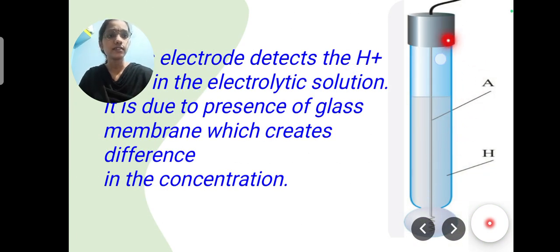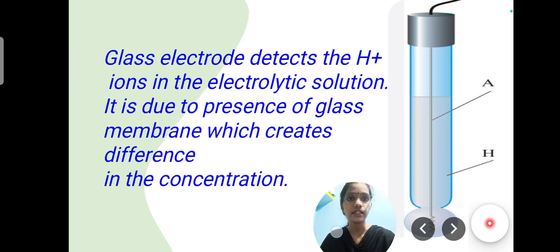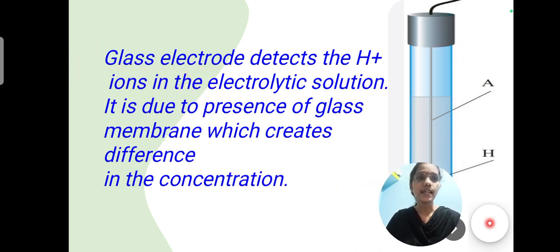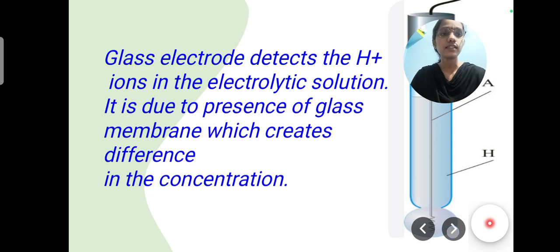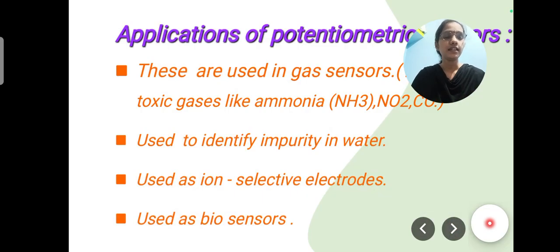Here we see the diagram of the glass electrode. The glass electrode detects H+ ions in the electrolytic solution. This is because the glass electrode contains a glass membrane which creates the difference in concentration. So this glass electrode mainly detects the H+ ions.